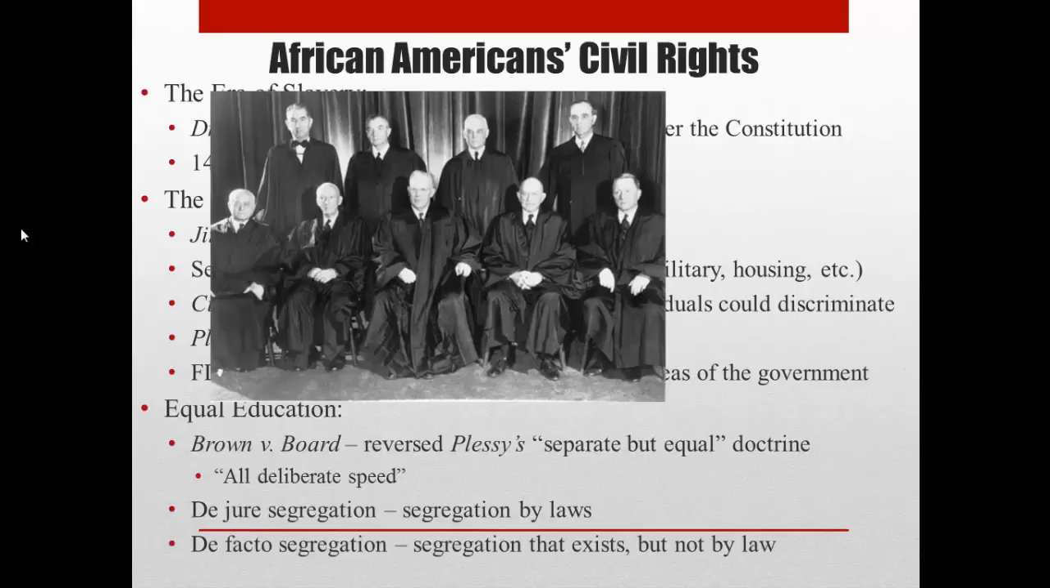De facto segregation is this idea that segregation exists, but not by law. So ethnic and racial groups tend to live in certain parts of cities. Why does that happen? Well, there's social reasons why that happens, and there's economic reasons why that happens, but it's not required by law. De facto segregation is much harder to combat than de jure segregation.